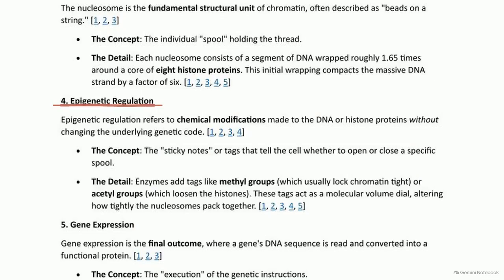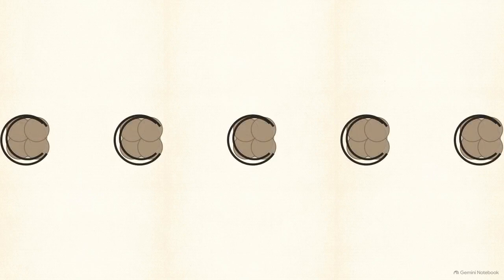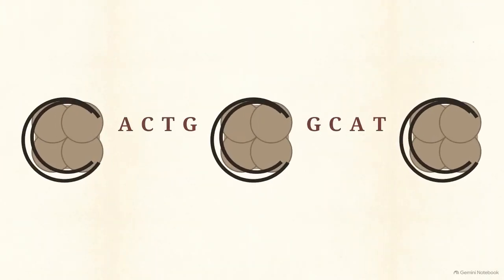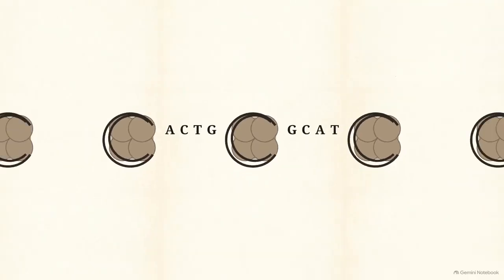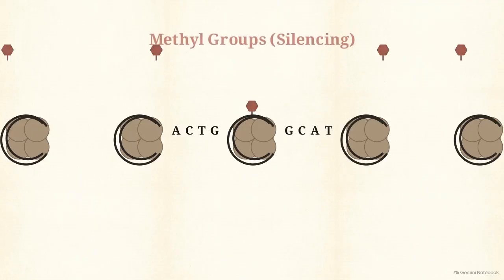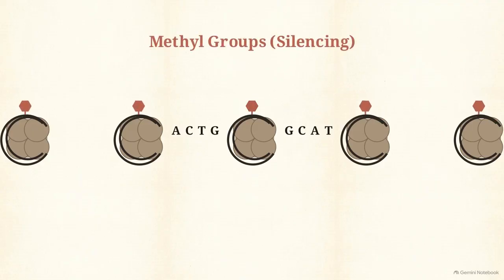This is managed through a mechanism known as epigenetic regulation. Epigenetic regulation refers to specific chemical modifications made directly to the DNA or the histone proteins without changing the underlying sequence of the genetic code. You can think of these modifications as molecular sticky notes, tags that instruct the spool to either open up or clamp shut. One major type of tag is the methyl group.